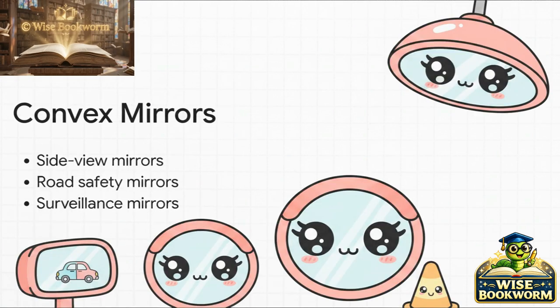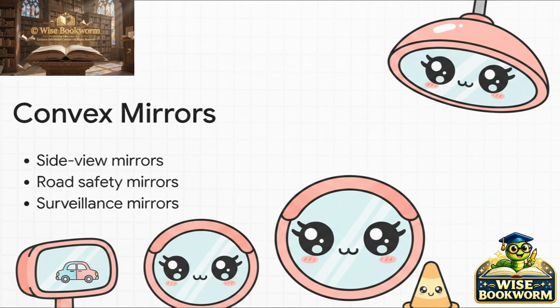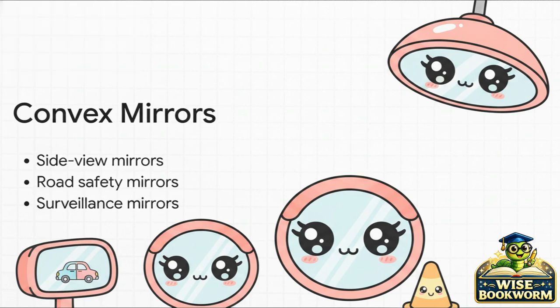On the other hand, we have everyday convex mirrors. Remember, these are the ones that always form an upright but much smaller image. Because they shrink the image down, you can cram way more of the background into the reflection. This gives drivers a dramatically wider field of view of the traffic behind them. It's the exact reason they're used as side view mirrors on cars, as safety mirrors at blind intersections, and even as surveillance mirrors up in the corners of stores.